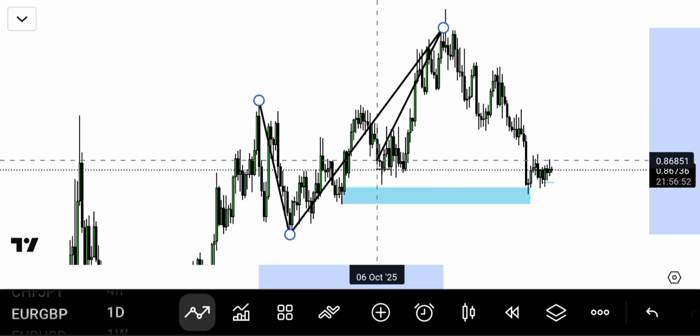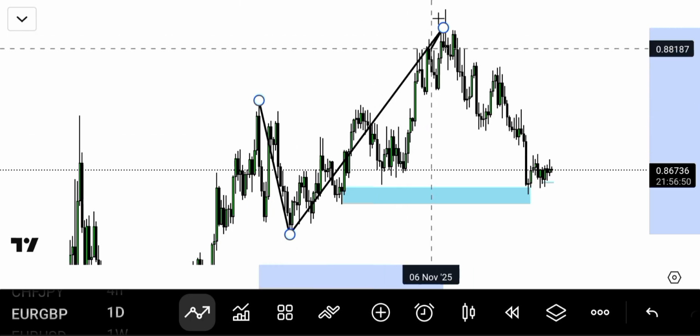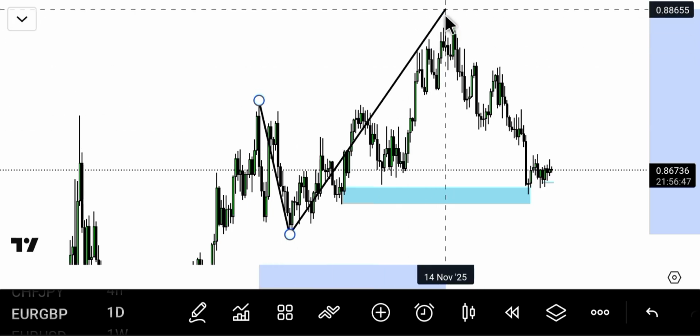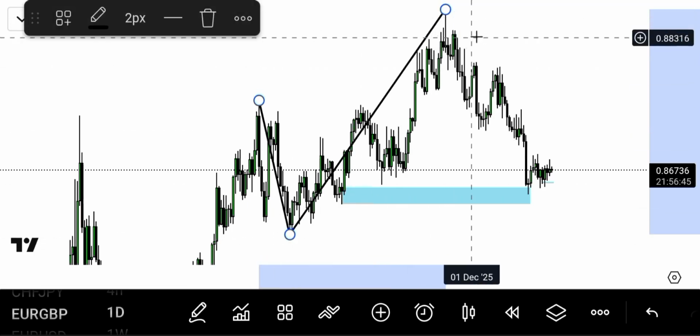Don't get confused with this new swing. This is the major swing. This is our swing structure. From this low to this high is our swing structure.